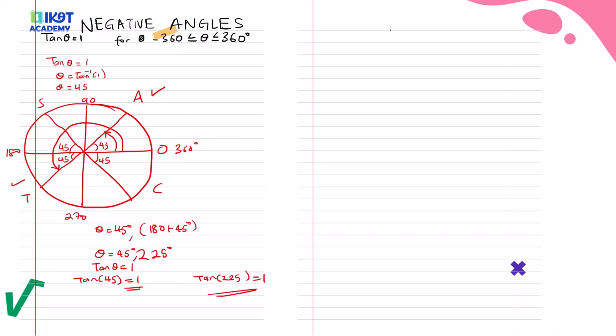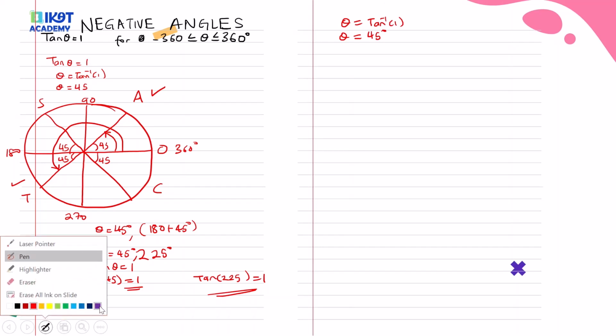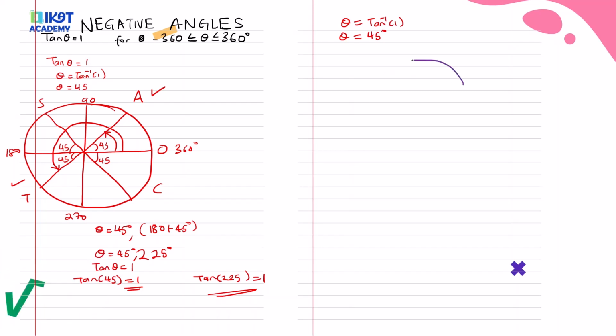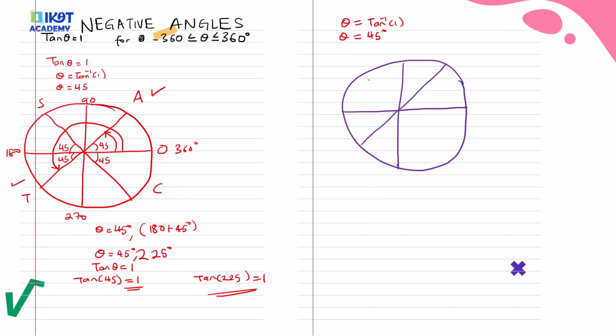Now I want to find the negative angles. So same thing. Theta is equal to tan inverse of 1. Theta is equal to 45 degrees. Now let me use a different color. Should have used the same drawing, but just for the sake of it, let me draw. So for the next one, I'll use the same diagram, I think, for both the positive and the negative angles. So we have something like this. Put 45. Remember, we said for the positive angles, we go in the anti-clockwise way.